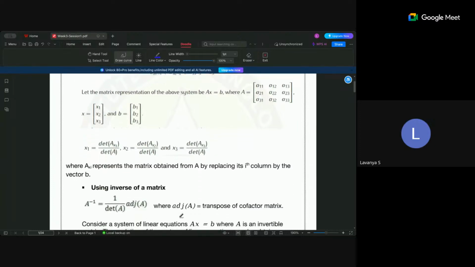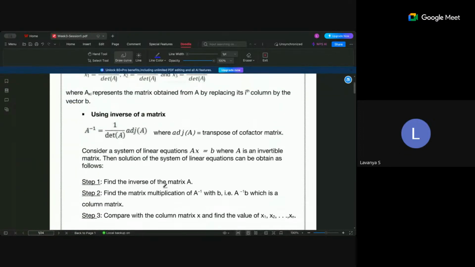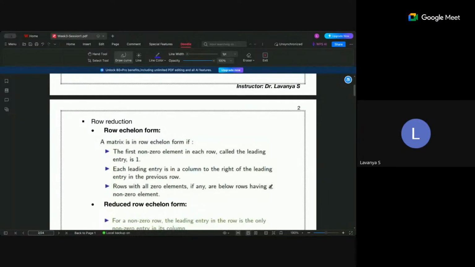Here is the formula for the inverse of a matrix. Once you know you can find the inverse, you can also use it by multiplying A inverse to B to get the values of x1, x2, up to xn. This is the second method. The next method is the Gaussian elimination method, for which you don't need any restriction on your matrix. It can be any rectangular matrix; even if it is square, it need not be invertible. So for any matrix, Gaussian elimination is applicable.